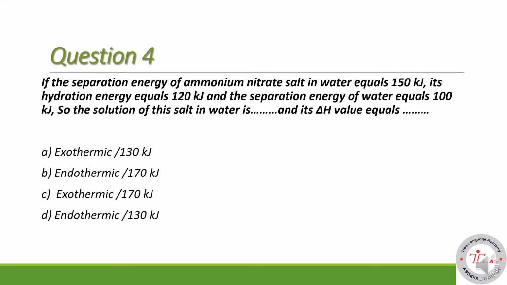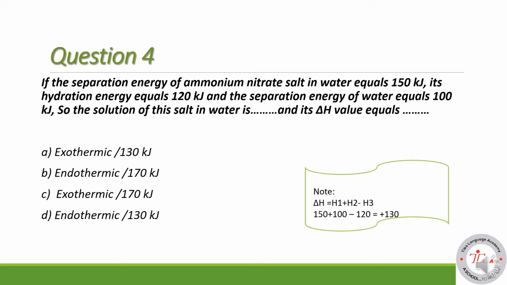Question 4. If the separation energy of the ammonium nitrate salt in water equals 150 kJ, its hydration energy equals 120 kJ, and the separation energy of water equals 100 kJ, then the solution of this salt in water is what? And its delta H value equals what?